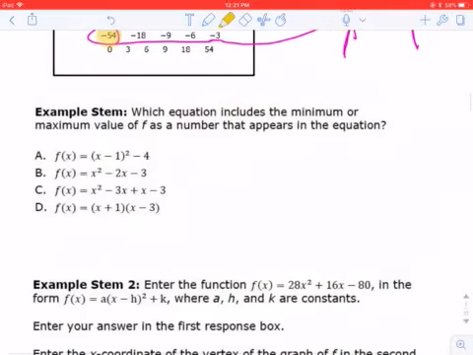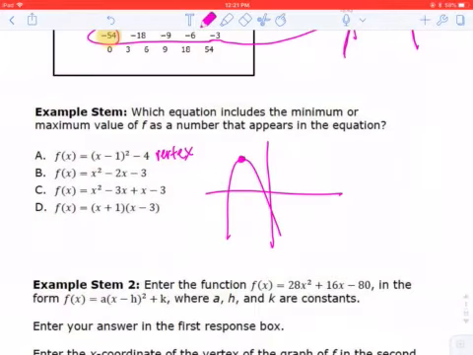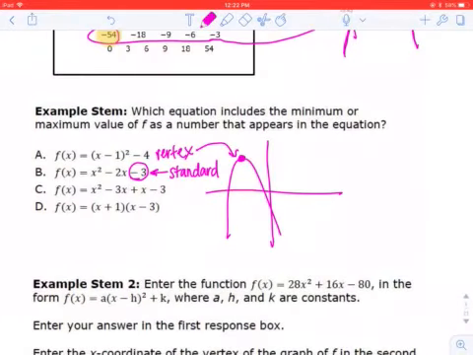Here it says which equation includes the minimum or maximum value of f as a number that appears. So if I'm thinking about each of these, this is in vertex form. It tells me where my vertex is. This is in factored form. I'm sorry, not factored form, it's in standard form. Right? Standard form tells me where my y-intercept is. This is in like grouped form, doesn't really tell me anything. And then this is in factored form. It tells me where my x-intercepts are.